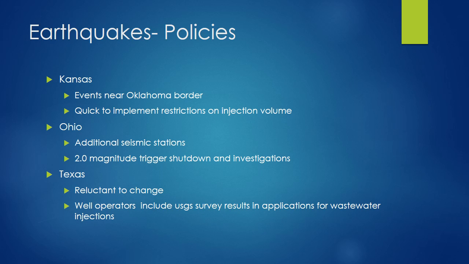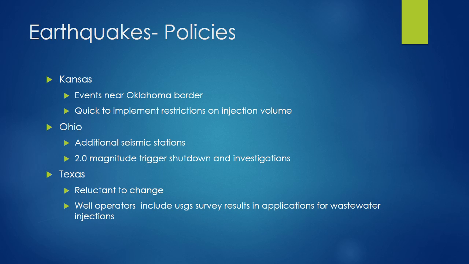Ohio added additional seismic stations to record lower level magnitude earthquakes, and anything that's a 2.0 magnitude can trigger a shutdown or investigations at hydraulic fracturing operations.